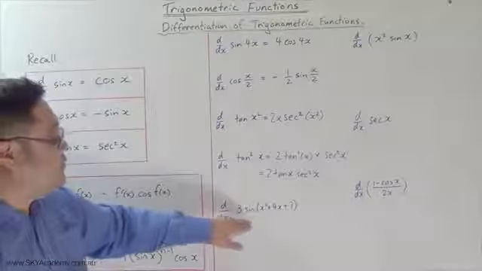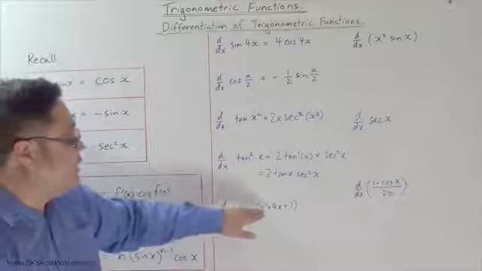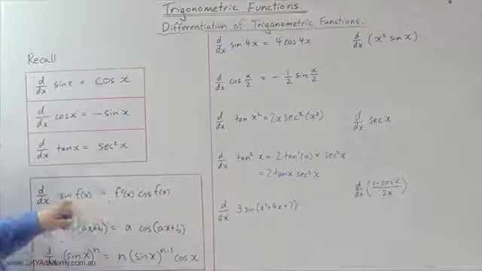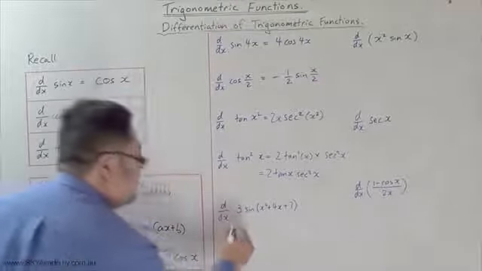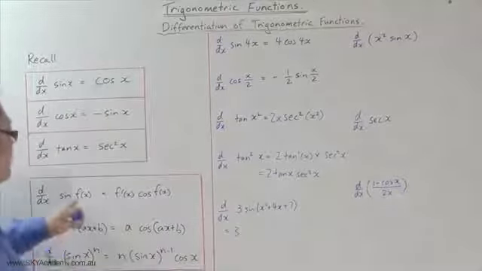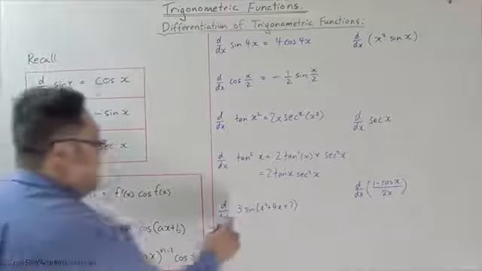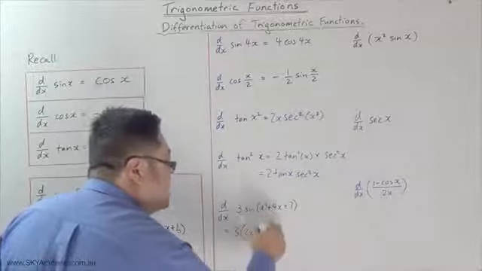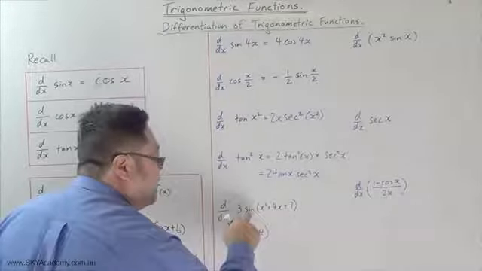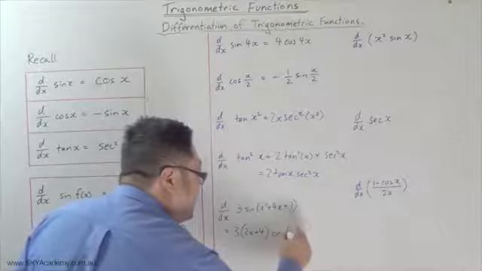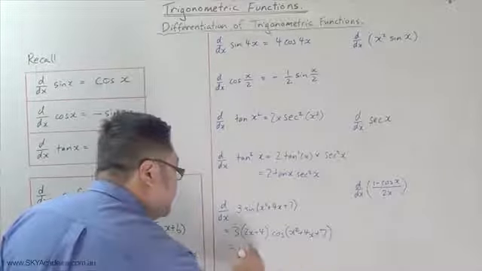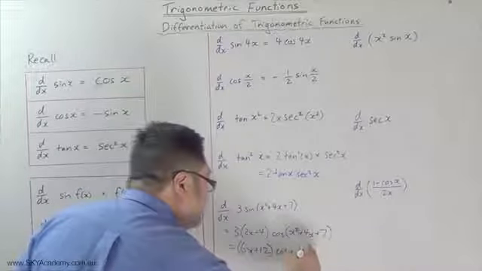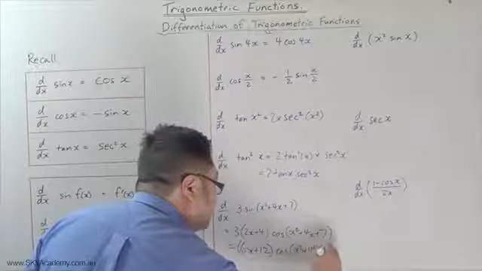Got it? The derivative of 3 sine of x squared plus 4x plus 7: we use this rule here. The 3 remains out the front. You multiply by the derivative of the inside, which is 2x plus 4, times the derivative of sine, which is cosine of that whole function. To simplify, it's 6x plus 12 outside of cosine of x squared plus 4x plus 7.